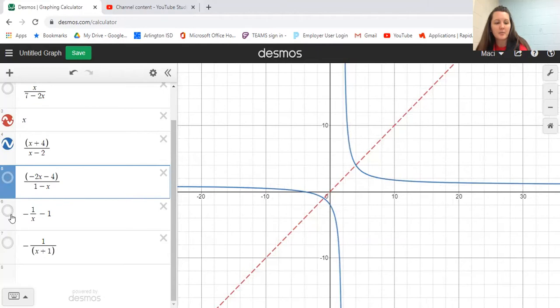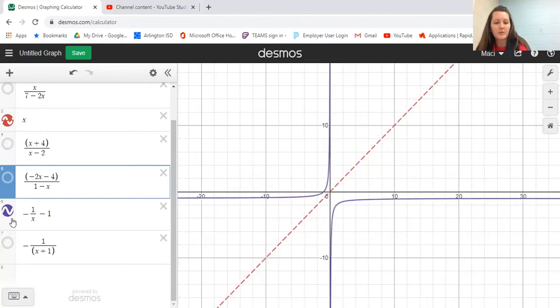All right, let's look at our number 3. There's our original function, that purple one. There's our reflection function. So you can see that they are inverses of one another. Okay, so hopefully that gives you some help on how to do those.